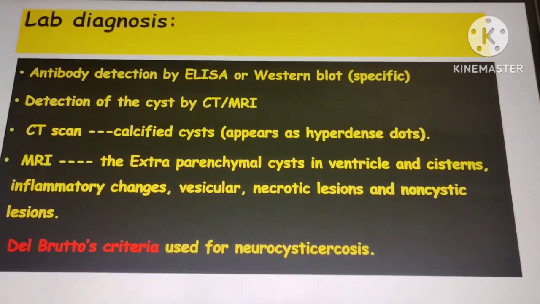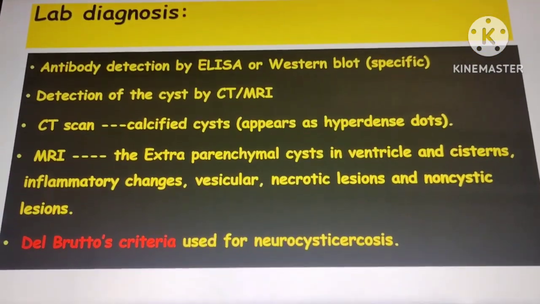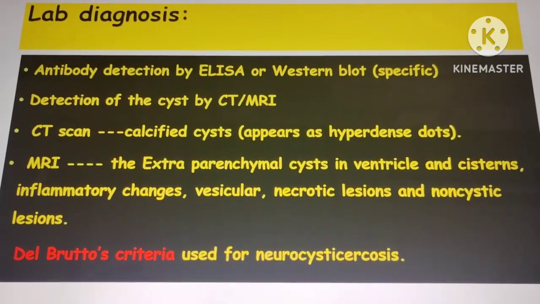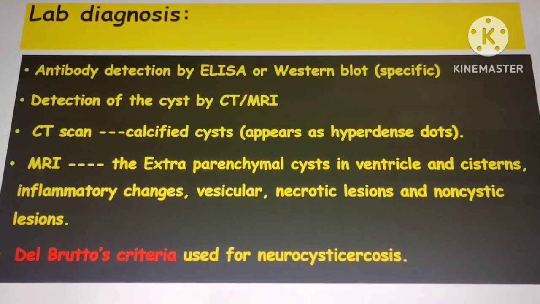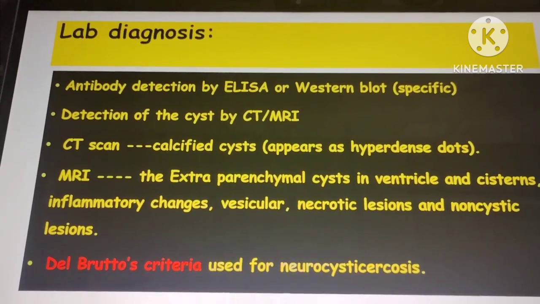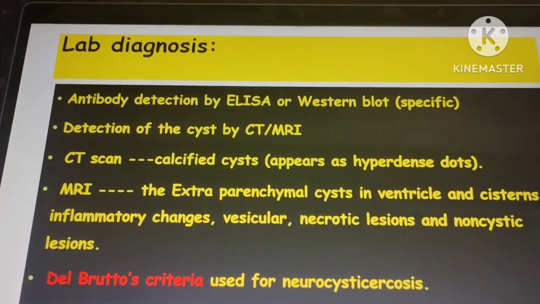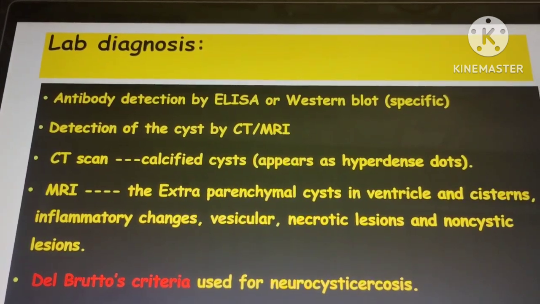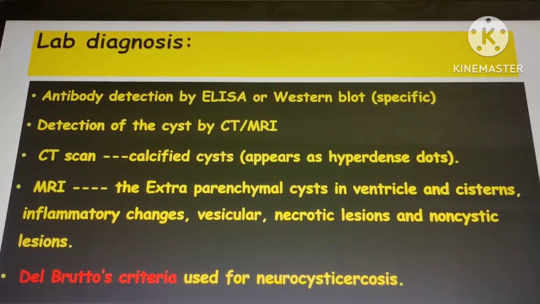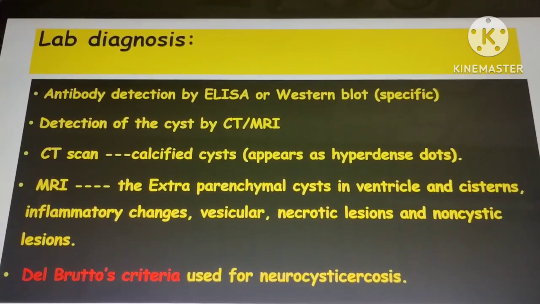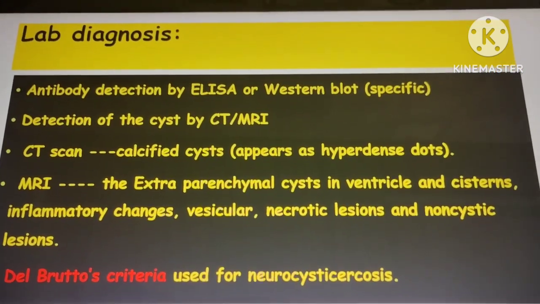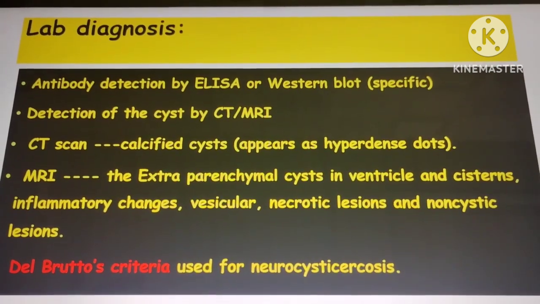Coming to lab diagnosis, in microbiology there is antigen detection and antibody detection. The antibody detection is by ELISA and Western blot, and then you can detect the cyst by CT and MRI. CT scan is usually for calcified cysts, just remember C for C. CT for calcified cyst and MRI for extraparenchymal cysts, that is usually in the ventricles and cisterns, and you can make out any inflammatory changes, vesicular changes, necrotic and non-cystic. Only in CT scan you can make out calcified, that is C for C. All the rest of the changes we will see under the MRI.